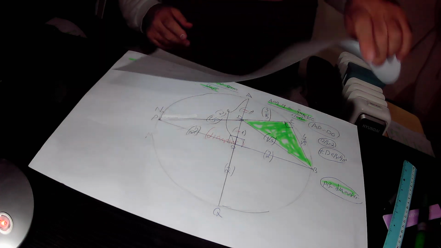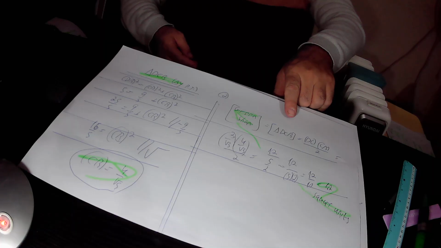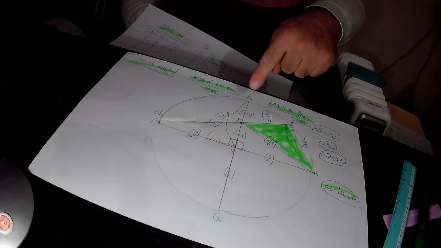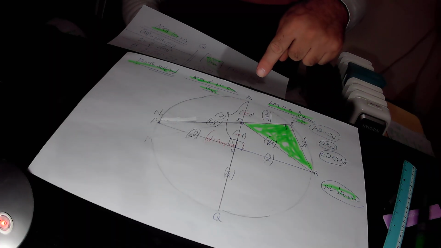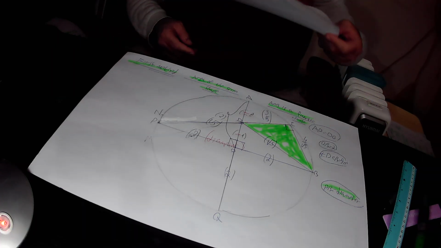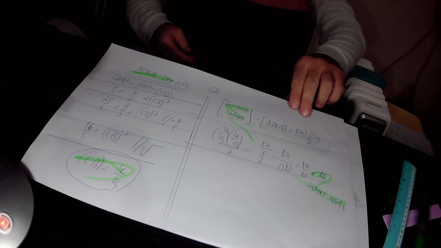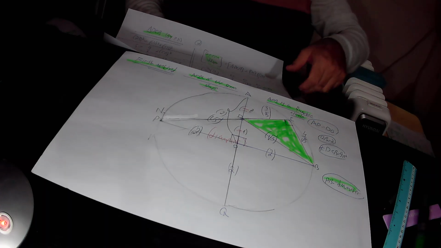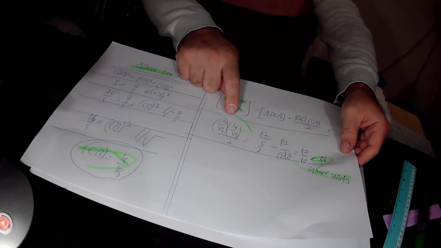Again, the area of the green shape is actually the area of the green right triangle DCB. And the area of any triangle equals the base of the triangle times the height over 2. Therefore, the area of this green right triangle DCB equals the base DC times the height CB over 2. DC is 3 over square root of 5, CB is 4 over square root of 5, divided by 2.